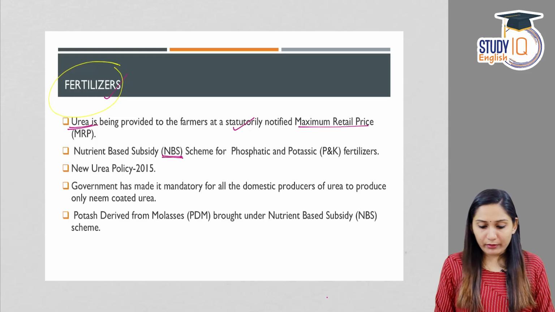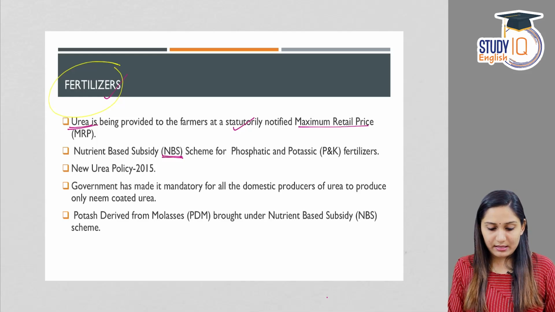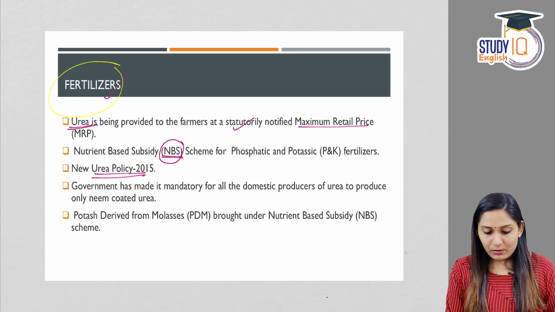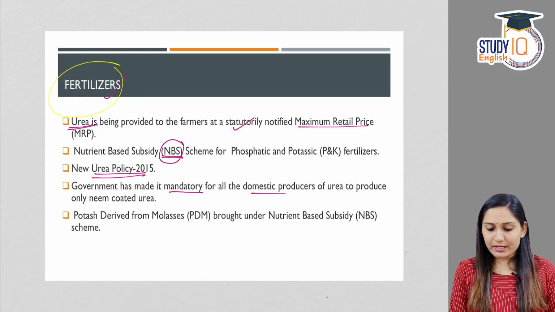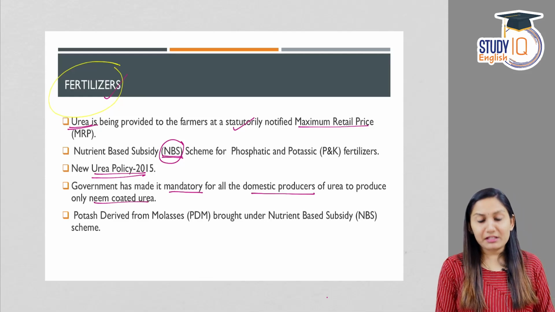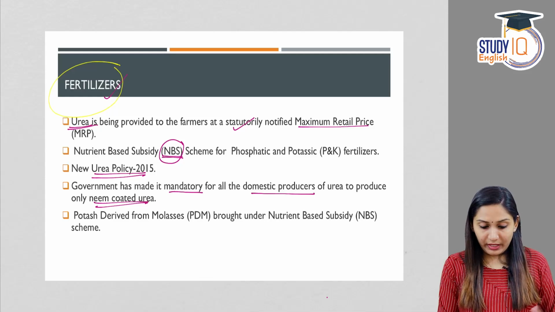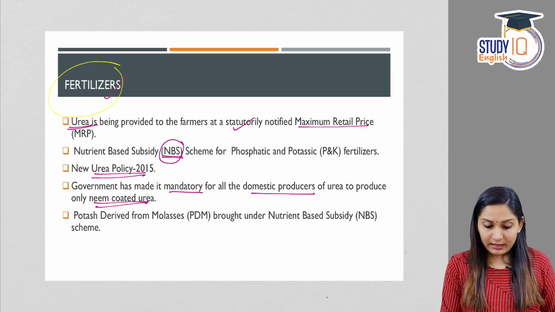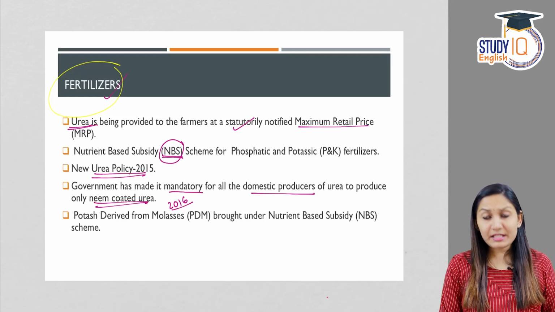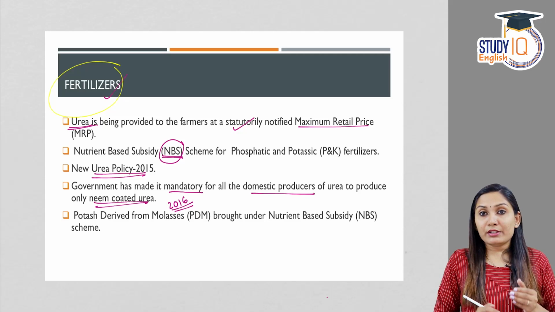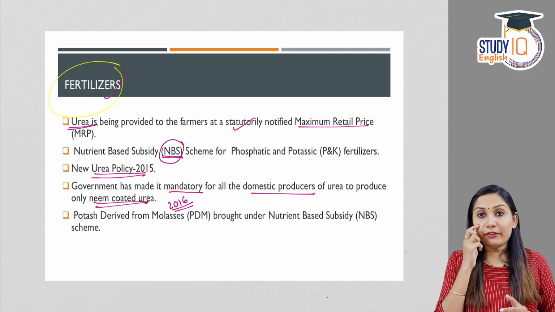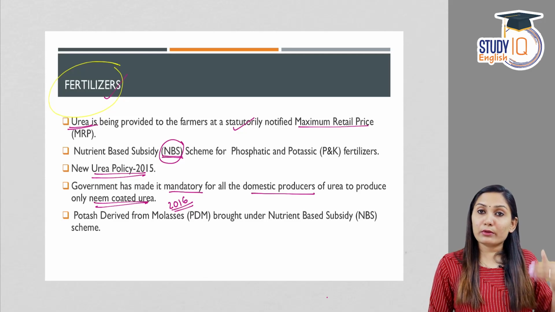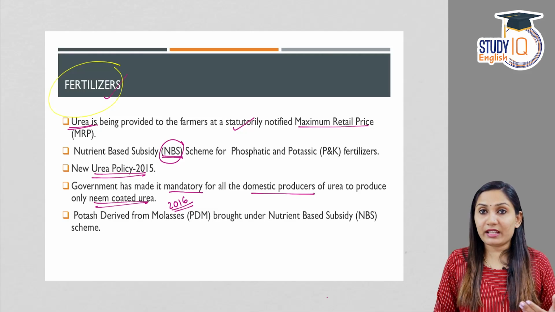Nutrient-based subsidy scheme for phosphatic and potassic fertilizers, NBS. The new urea policy of 2015, and also government has made it mandatory for all domestic producers of urea to produce only neem-coated urea. Why? Before that I'll tell you what is neem-coated urea: giving a neem coating to the urea. And this was a 2016 prelims examination question. One is to check the excess use of urea. If it is neem-coated, it will slowly penetrate into the soil. So nutrients will slowly penetrate and therefore the crops will not get damaged.